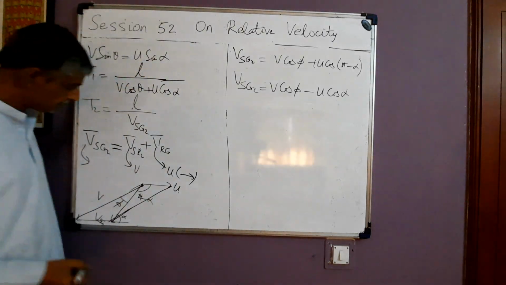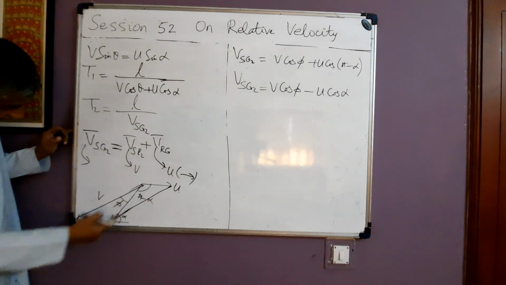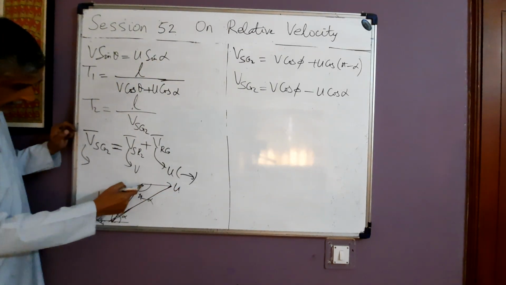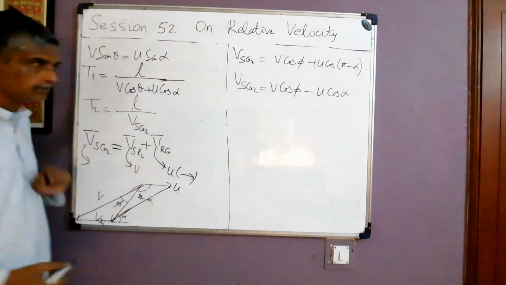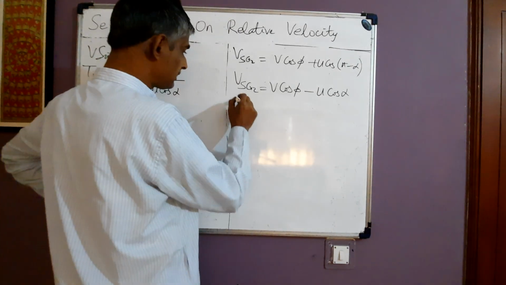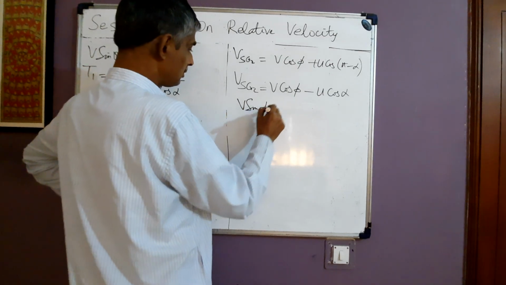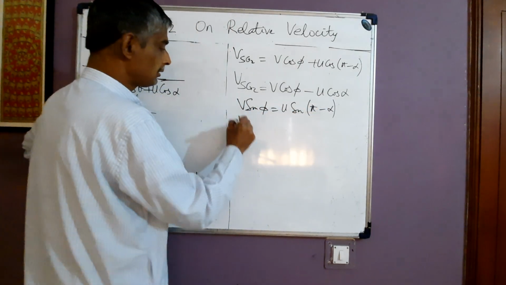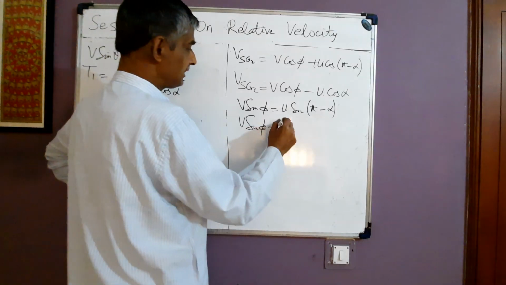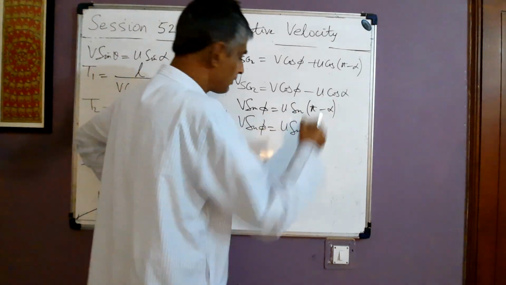Now how to determine phi? The resultant of V and U is along this direction. So the resultant of V and U in the direction normal to this is 0. So the components of V and U in this direction should cancel each other. So we should get V sin phi is equal to U sin (pi minus alpha). So V sin phi is just equal to U sin alpha.